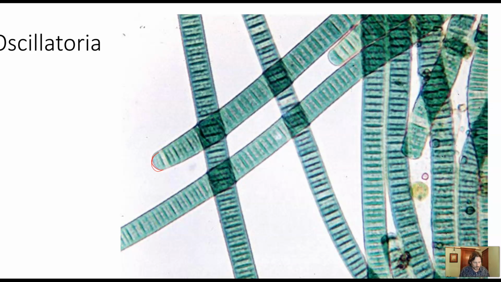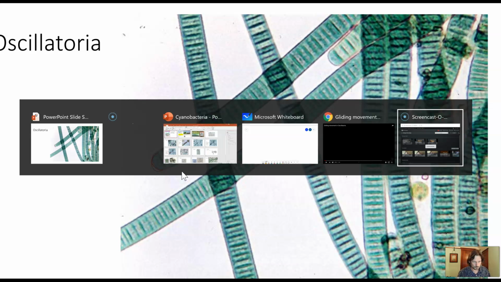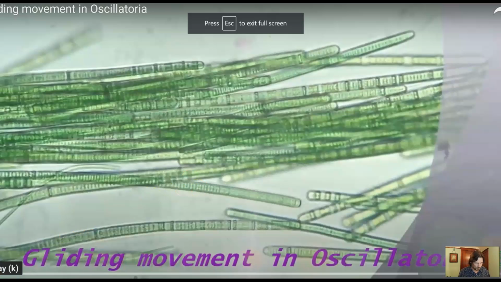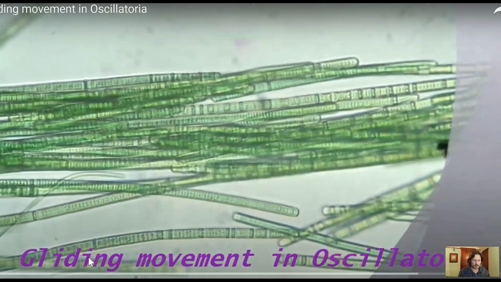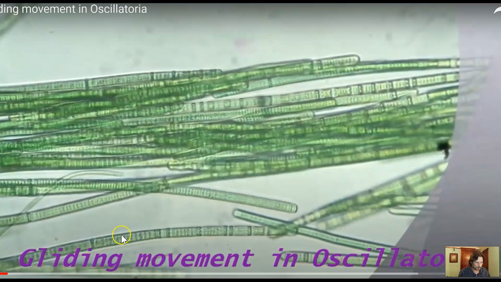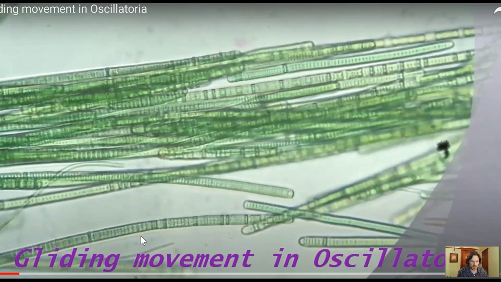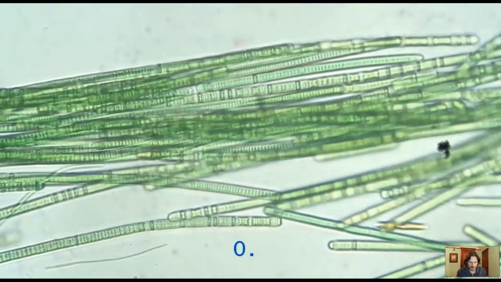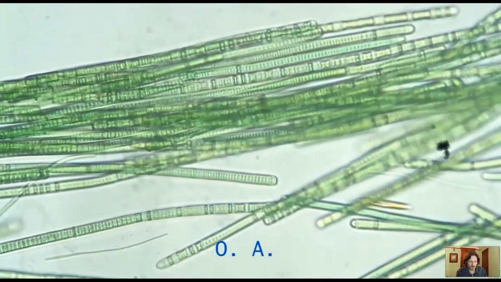Okay, and so what I'd like to do is I'm going to shift over and have a quick little video, showing this gliding motion. And so they're moving. This is Oscillatoria. You can see some of the clear areas there. That's also an artifact of them making this thing, but they're alive.